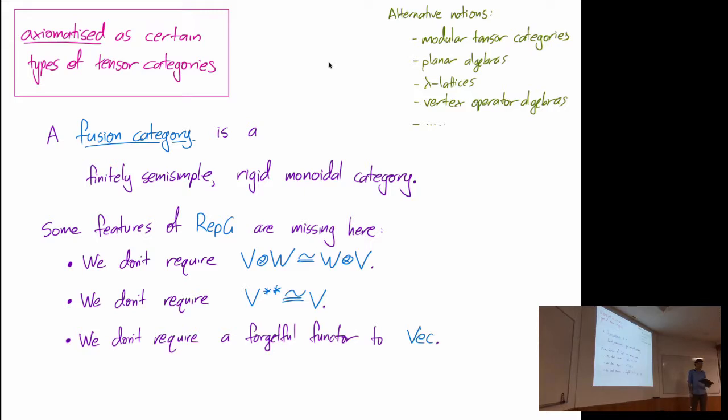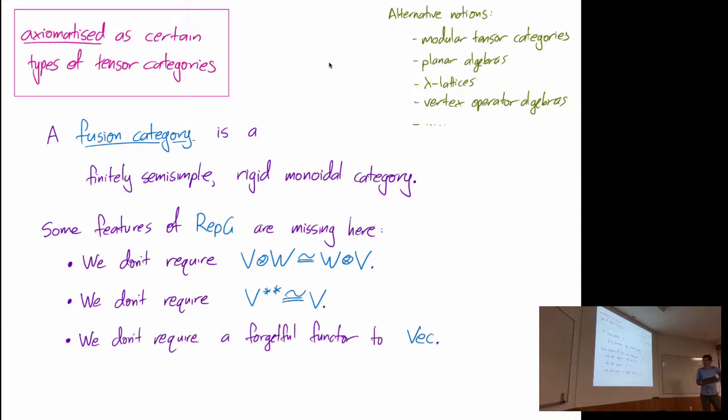So why are these called fusion categories? Yeah, so it appeared in the Russian literature. It's a good question when. Probably it must be early. Yeah, there's mostly things that are fused.